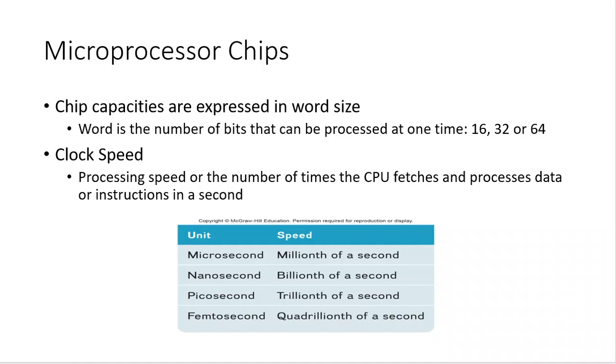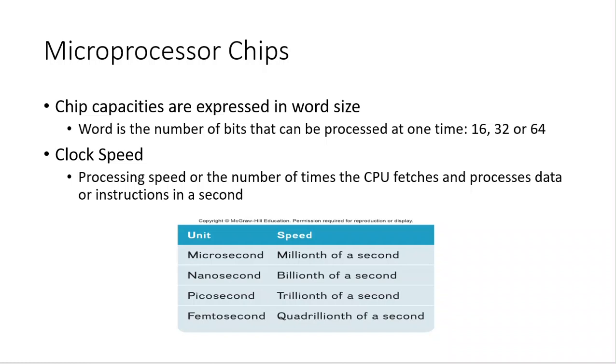Clock speed, or processing speed, is the number of times the CPU fetches and processes data or instructions in a second. So when we say clock speed of a microprocessor, it means how many times the CPU is able to fetch and process data or instructions in one second. It refers to its processing speed.